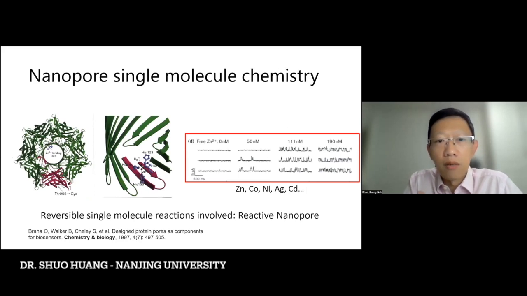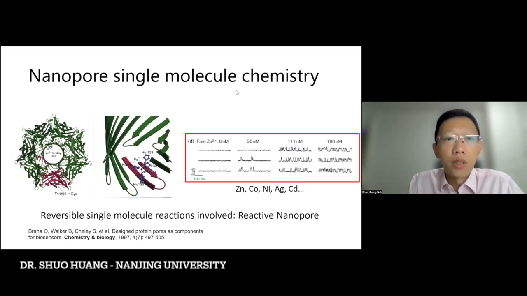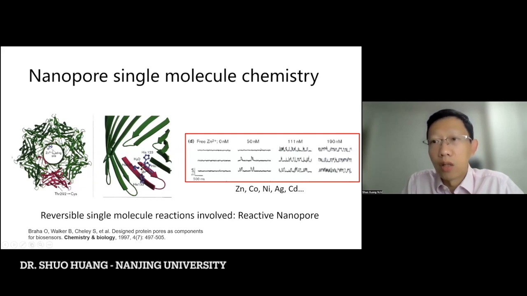It's a concept that Professor Hagan Bailey started in 1997. So it's a pretty old concept, but still not very many people know about it. We know that a lot of proteins combine with metal to have new functions. For a biological nanopore, you can engineer a metal binding site. In this way, you will have a reversible chemical reaction happening in the lumen of this nanopore.